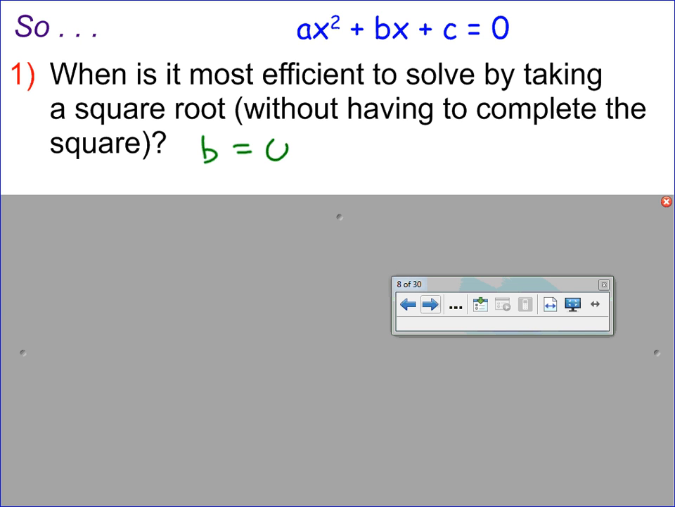Right? If b equals 0, then what would happen to this linear term here in the middle? It would disappear, right? Because 0 times x, we wouldn't have an x term. We wouldn't have a linear term if b equals 0. So it's most efficient to solve by taking square roots if I'm in standard form and b equals 0, because then there's no linear term.